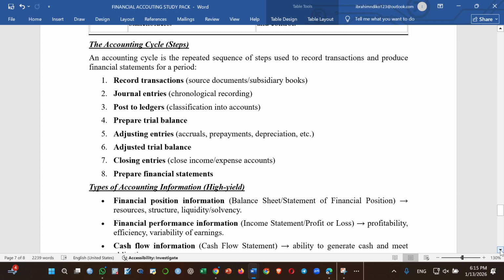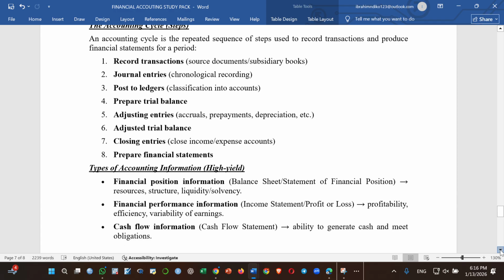For example, if there were any accruals, prepayments, or depreciation, we do all those adjustments. I know you know those adjustments, even from financial accounting that you have done maybe in school. Once we do the adjustments, we come up with an adjusted trial balance. Then we close those entries, then we transfer those items from the trial balance to prepare the final financial statements. Once we complete, we go back to the first step, that is the recording of transactions. So this is a repetitive process.